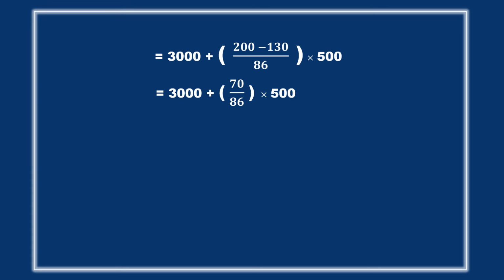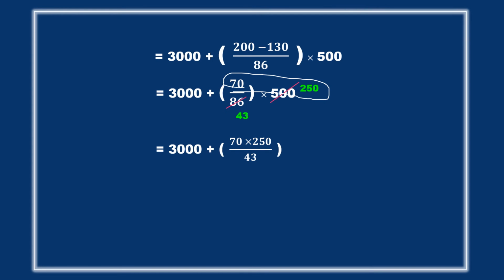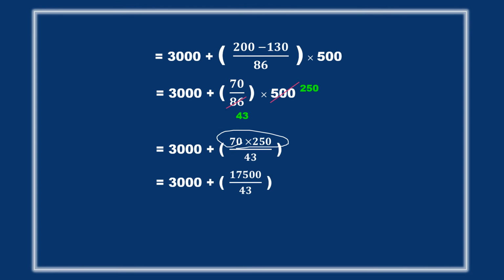So I can use two tables here. 250 is 500 and 43 is 86. Now I'll multiply these two. 70 into 250, because there is a multiplication symbol. So 70 into 250 by 43. Multiply these two, you will get 17,500 by 43. When you divide it, you will get 406.977. Divide in the rough part and write your answer here.